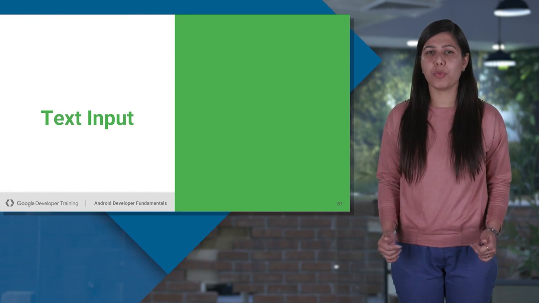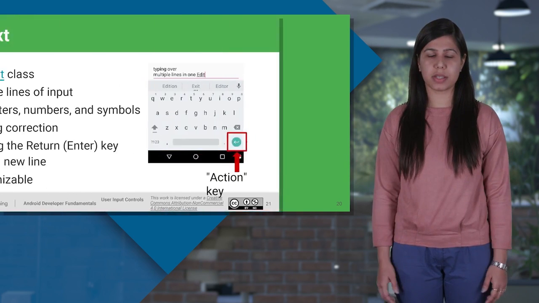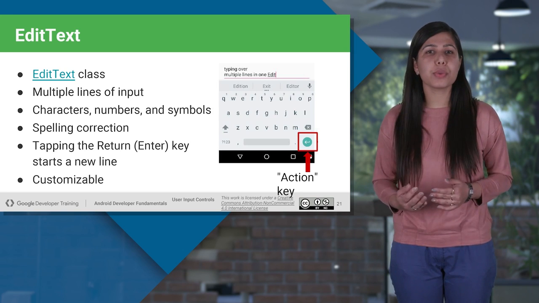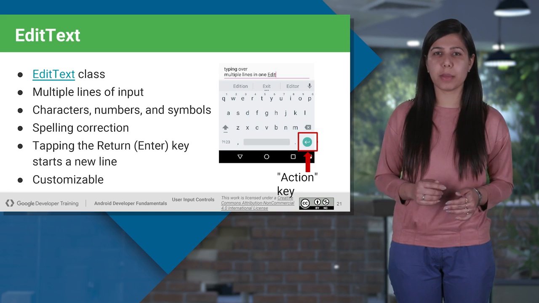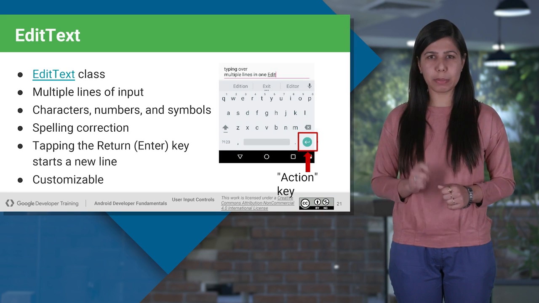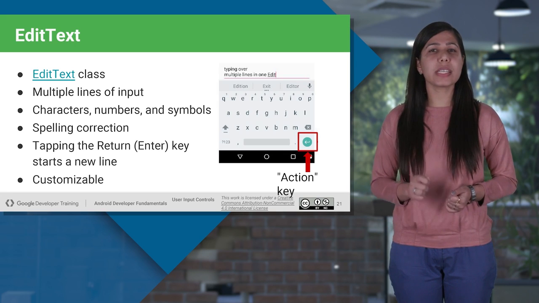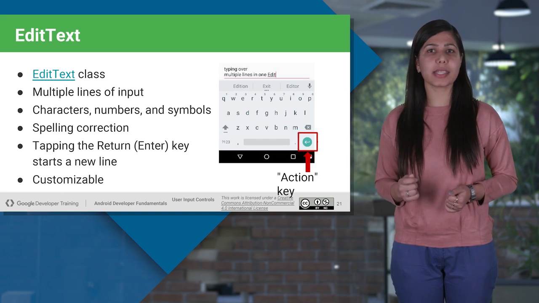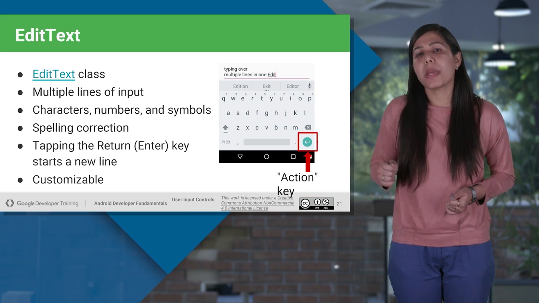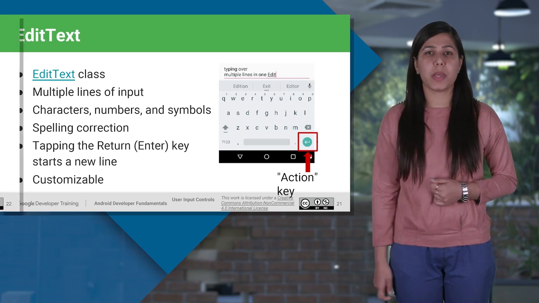One of the most common ways to get input from the user is through text input. We have an EditText subclass which allows you to input values from the virtual keyboard when the user taps on it. It gives you scope to enter multiple lines with characters, numbers, symbols, and when pressing the enter or return key, it starts a new line for you. If autocorrect is also set on it, it will give you spelling suggestions as well. This input control can be customized as well.